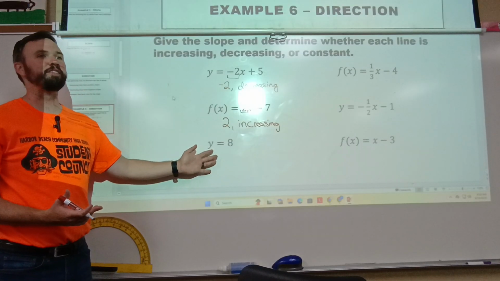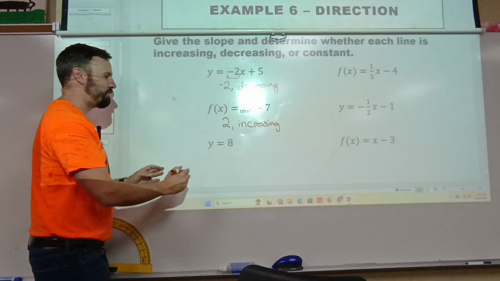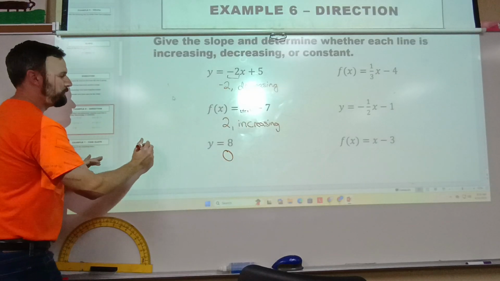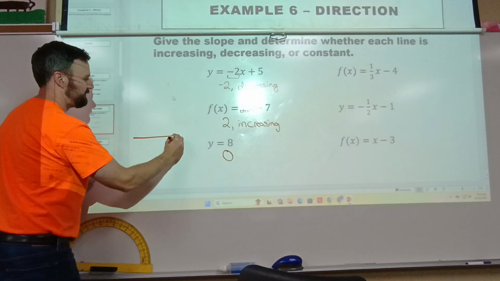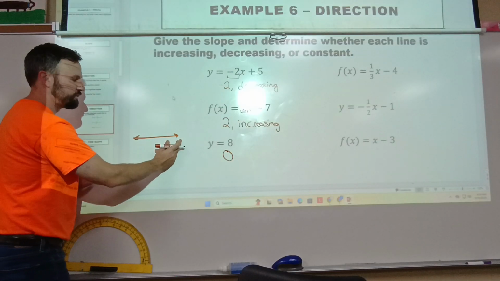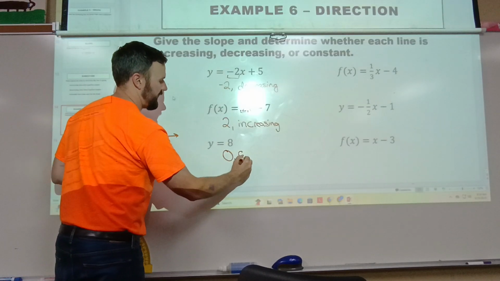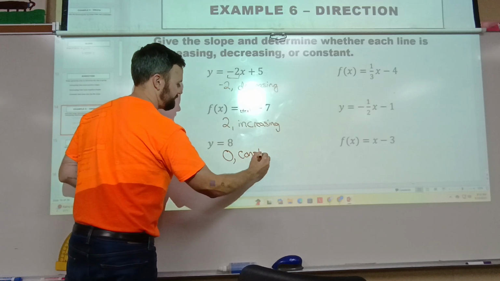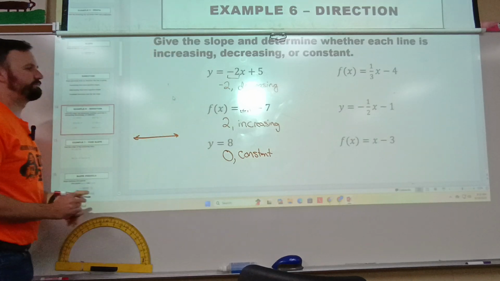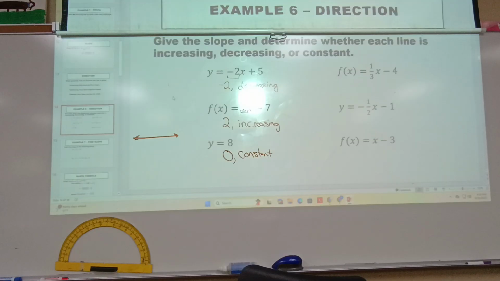What does that mean is in front of the x? 0. Also remember that is a horizontal line. And horizontal lines have no slope. So that one is going to be constant. Okay. So if there's no x, there's a 0 in front of x.